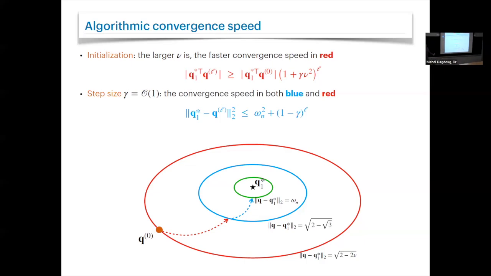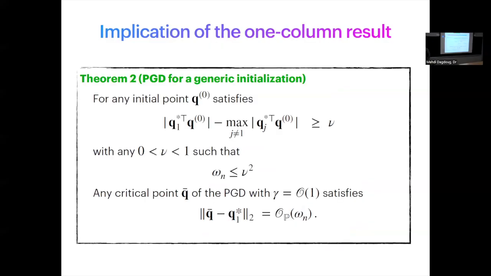Okay. And if we put everything together, we know that all this convergence happens linearly. That means it requires at most log n iterations to achieve this statistical error. So we not only have the statistical error guarantee, but also the algorithmic convergence speed. Now coming back to this one-column result, modulo the initialization, we kind of solve this optimization for one column. But I want to point out that if we want to extend this to multiple columns, there is more work to do.